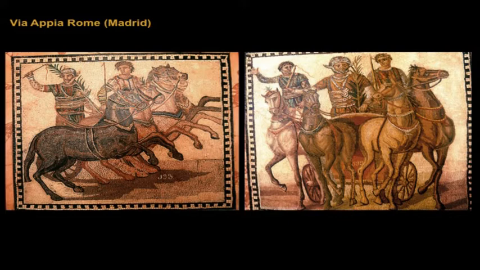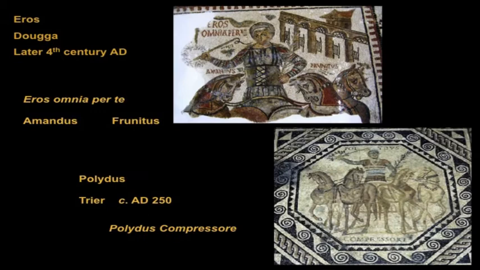They're now in Madrid. And there are a number of instances of these mosaics where we're actually given names, not just of the charioteers, but sometimes also the horses. Here, two examples. Eros from Duga, with two of his horses named, and Polydus from Trier, with his horse Compressor.